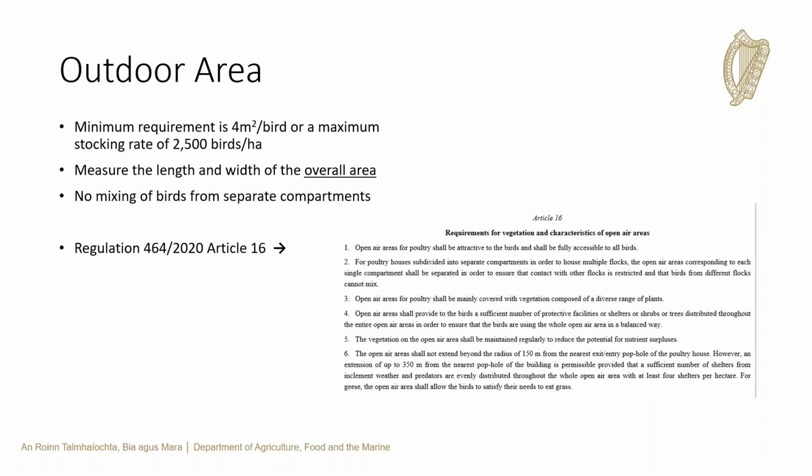In terms of the outdoor area, the minimum requirement is that there must be 4 meters squared per bird, or a maximum stocking rate of 2,500 birds per hectare. So in terms of the house profile, this would require measuring the length and width of the overall area, and there can be no mixing of birds from separate compartments. And this all stems from Article 16 of 464.